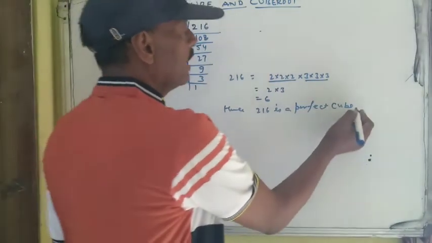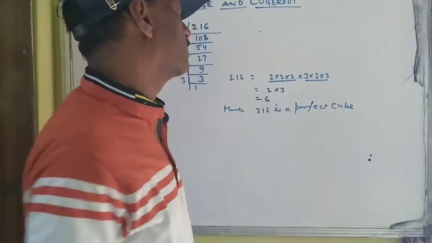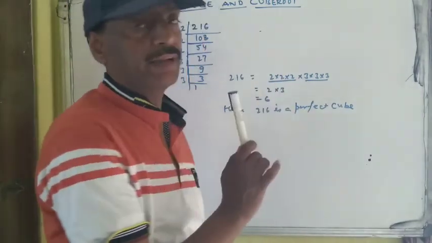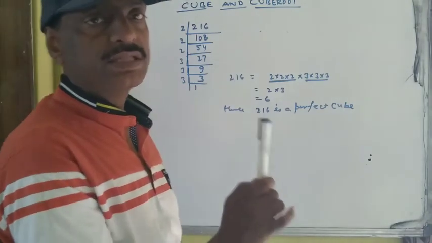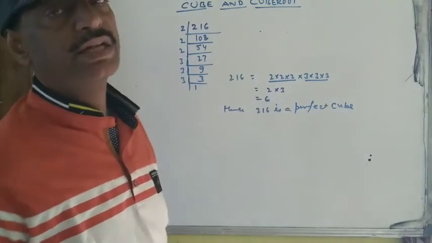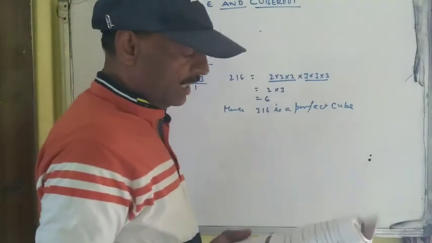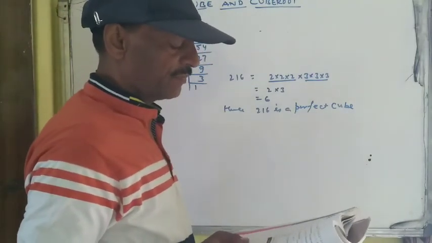In any case, if we do not get complete groups, meaning a group of 3 numbers at a time, a group of 3's of the same number at a time, then it will not be a perfect cube. Let us see one more question from here.